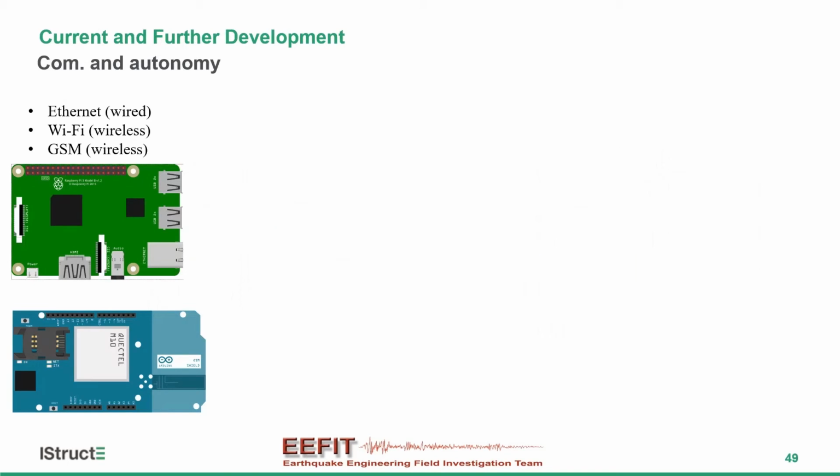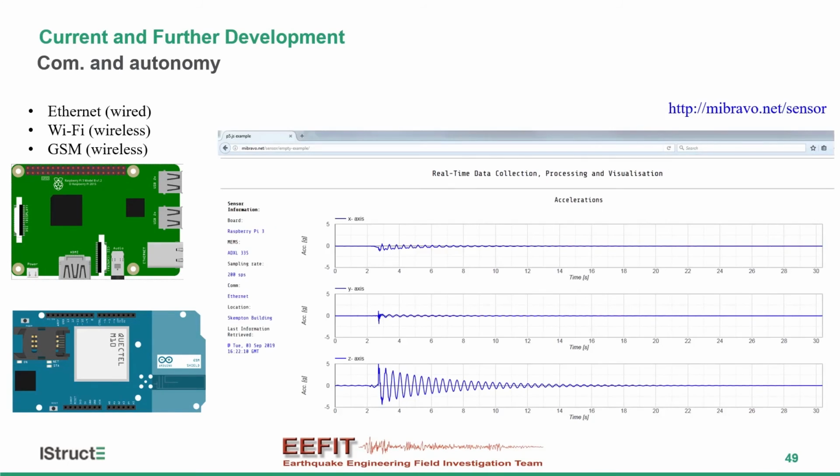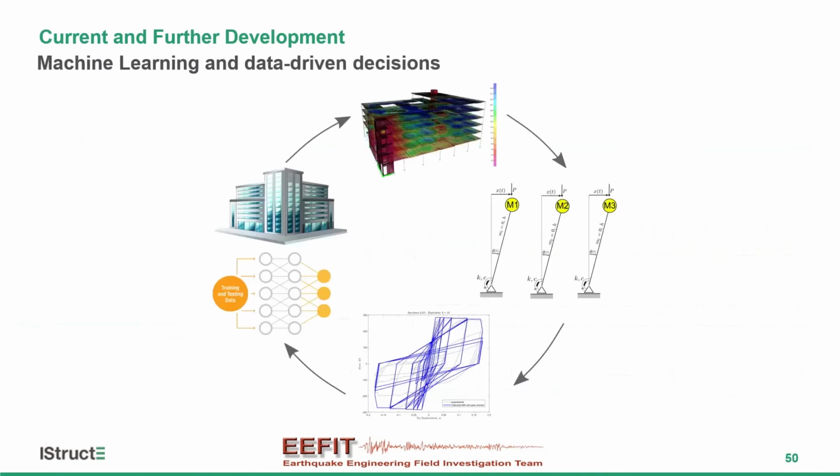To start finishing, some current and further developments are towards the autonomy of the sensor. So we are exploring the use of different types of batteries and different protocols of communication, wirelessly transferring data. That is actually something that we've been doing so far. So we've managed to send data using Wi-Fi and GSM to a server and collect the data of one specific sensor with quite good results.